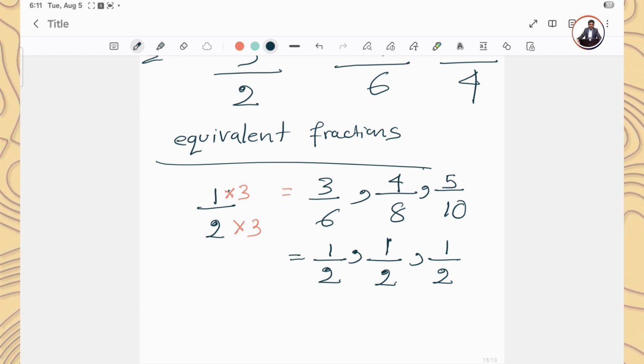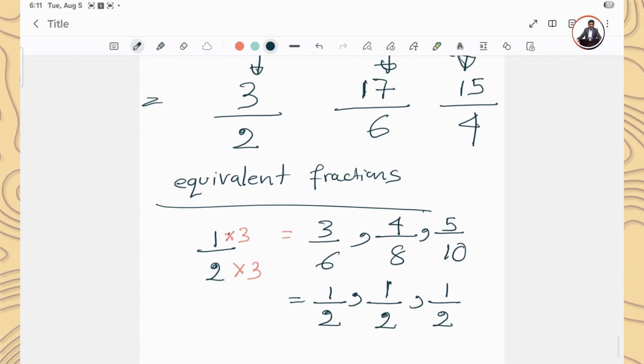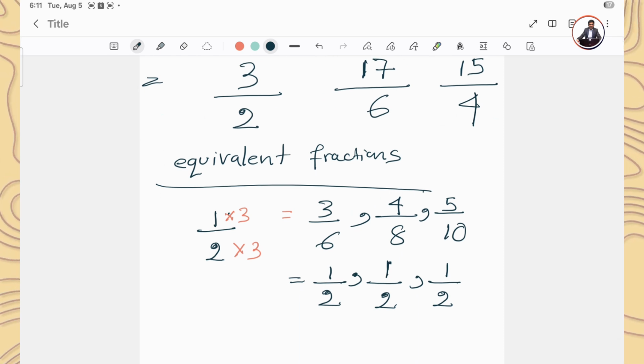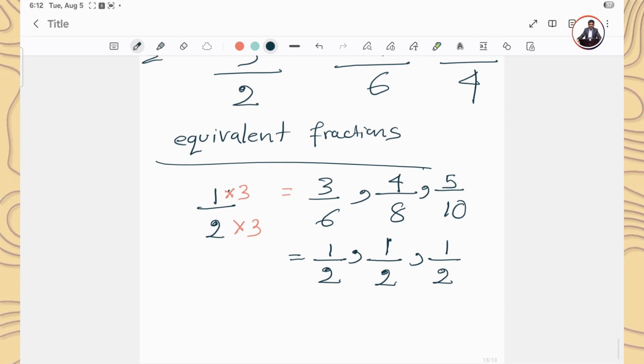So I hope you understood this one, and then we need to learn how to do all operations with fractions. We can start working on these things from the next lesson.